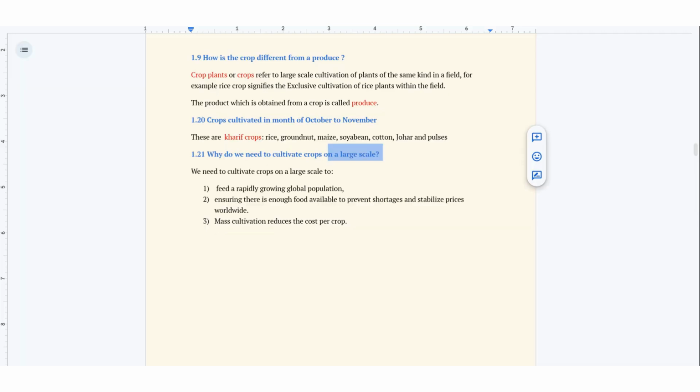So here the points are: feed a rapidly growing population, ensure there is enough food available to prevent shortages and stabilize prices worldwide. So the second meaning is there will be natural calamities. Now, if you have seen, there might be the modern wars. There can be situations like COVID where people cannot go outside. So assume those conditions.